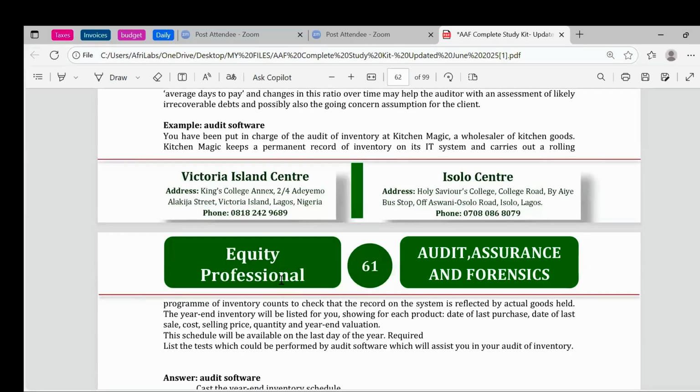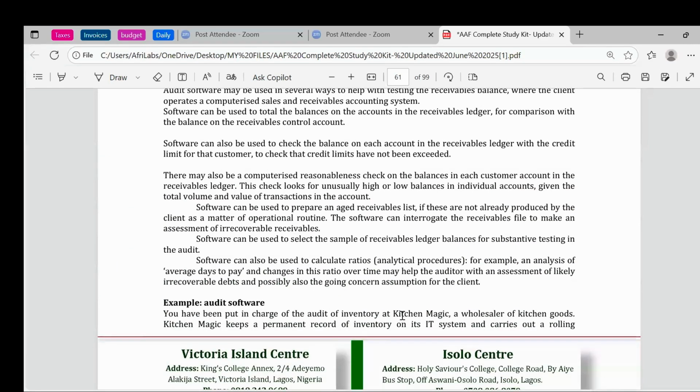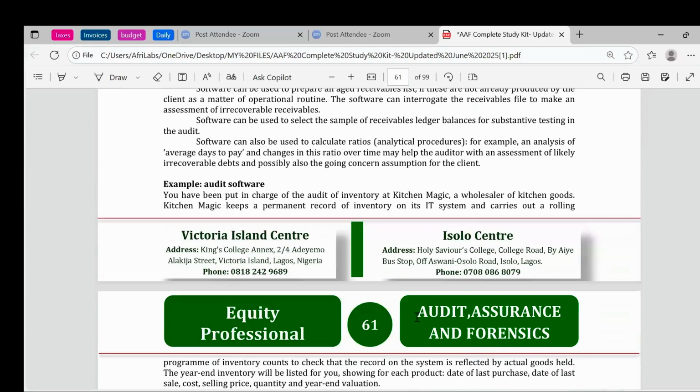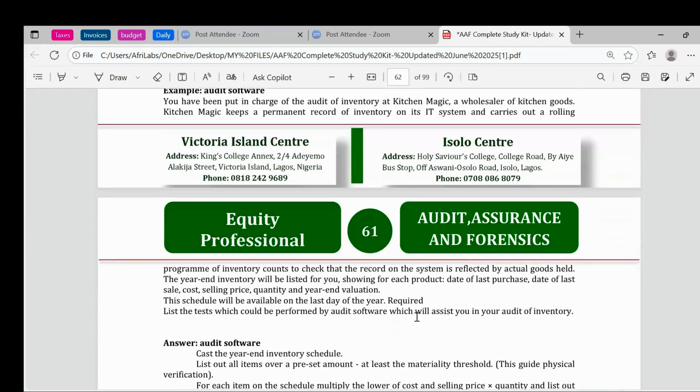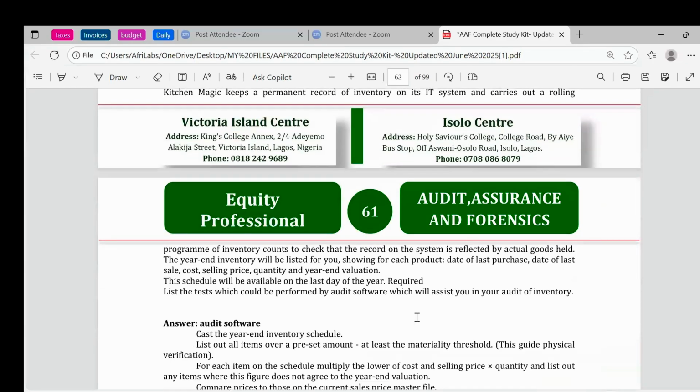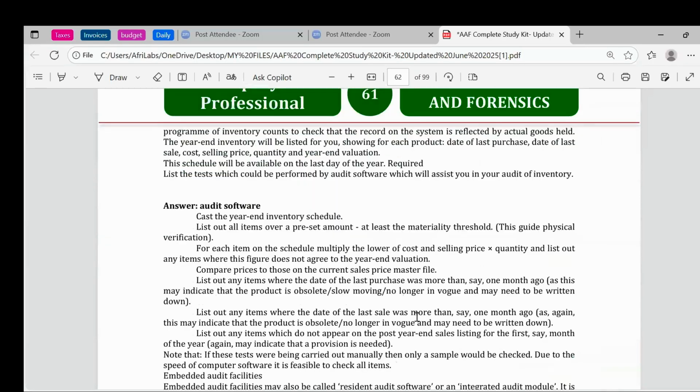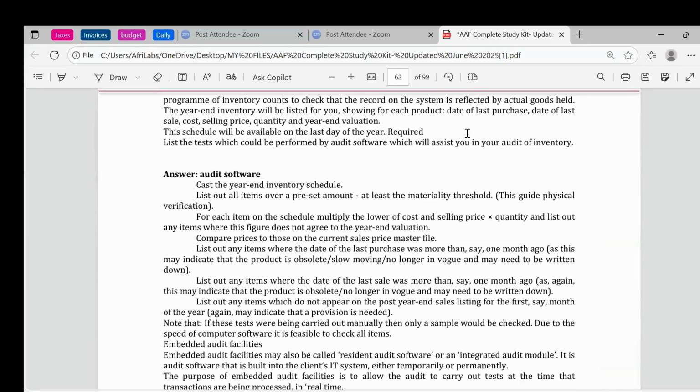Yeah, basically normal things. Example of an audit software. You have been put in charge of the inventory of Kitchen Magic, a wholesaler of kitchen goods. Kitchen Magic keeps a permanent record on their IT system and carries out a rolling program of inventory counts to check the period for which the system is being reflected. The end of year inventory will be listed for you, showing each product, the last day of purchase, the last day of sale, the cost, the selling price, the quantity, the end of year valuation. This schedule will be available on the last day. Required, list out the tests you perform as an auditor that will assist you in auditing inventory.